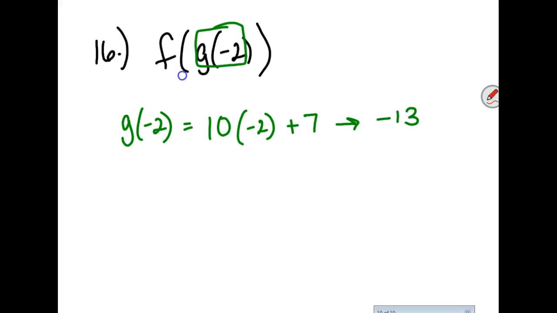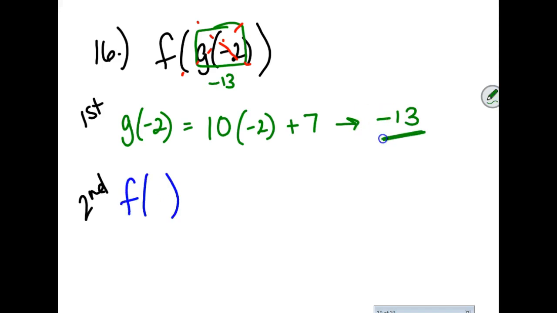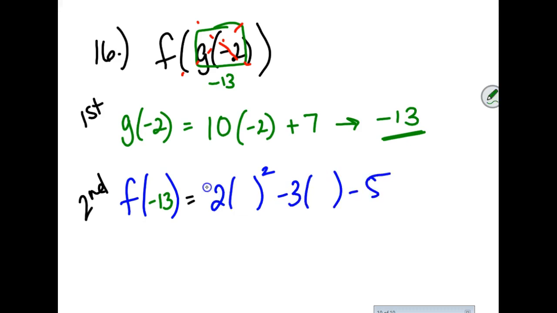So now what you're going to do is come back up here. You're going to say, forget this g of negative 2 business. We're going to plug in a negative 13 right here now. So this is your first step. Your second step is to now take function f. I think I just said the wrong thing. I apologize. We're going to plug in a negative 13 into function f, which I'm going to have to redo because I didn't do it. Function f, what was it? It was 2 times x squared minus 3 times x minus 5. So we're plugging in that negative 13 here and here.